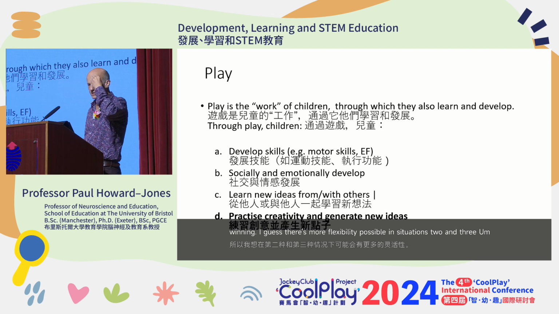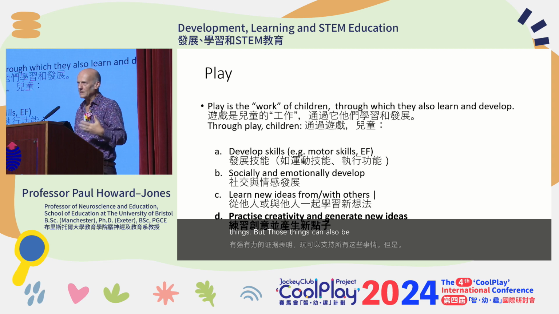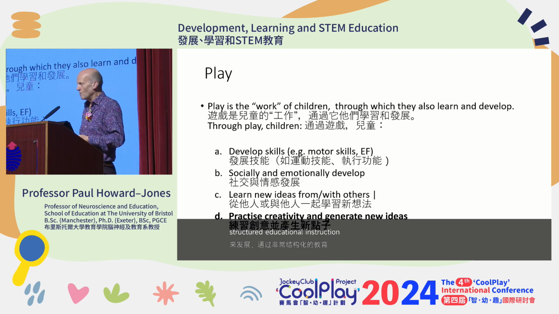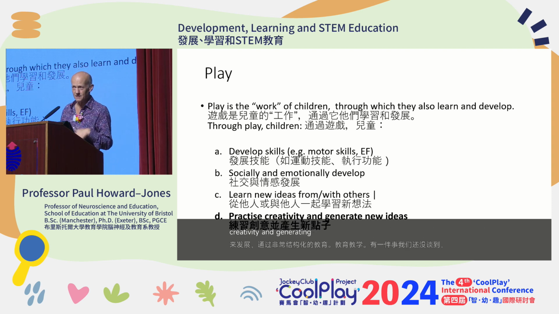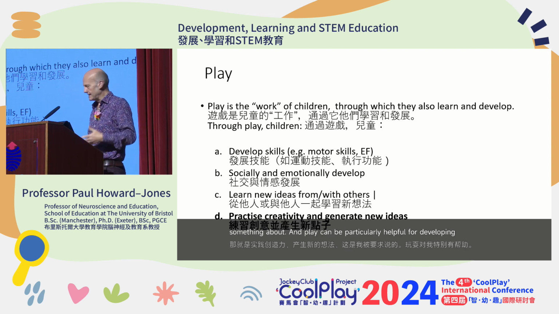So play is the work of children, and all of these sorts of skills, those 3, developing executive function, social and emotional development, learning ideas from others, there's strong evidence to suggest that play can support all of those things. But those things can also be developed by formal education, by very structured educational instruction. One thing we haven't talked about is practicing creativity and generating new ideas, which I've been asked to say something about. And play can be particularly helpful for developing creative skills.